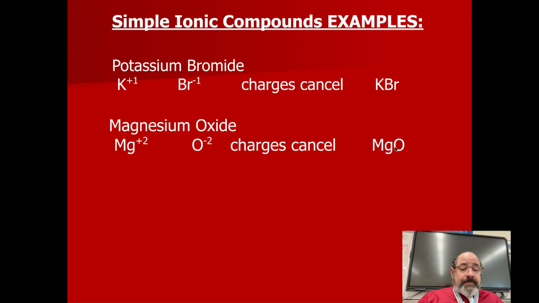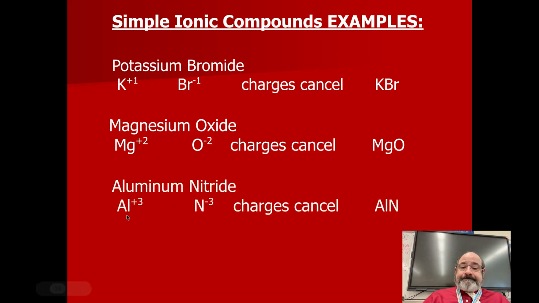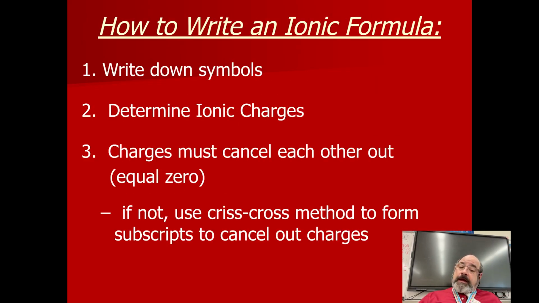But Mr. G, the PowerPoint said before, OMG. Well, metals always come first. Metals are always positive, so when you write them like the periodic table, metals first, nonmetals second. Aluminum nitride, aluminum +3. Nitride is a -3. So +3, -3, they cancel. So all you do is just AlN. That's it. Easy peasy.